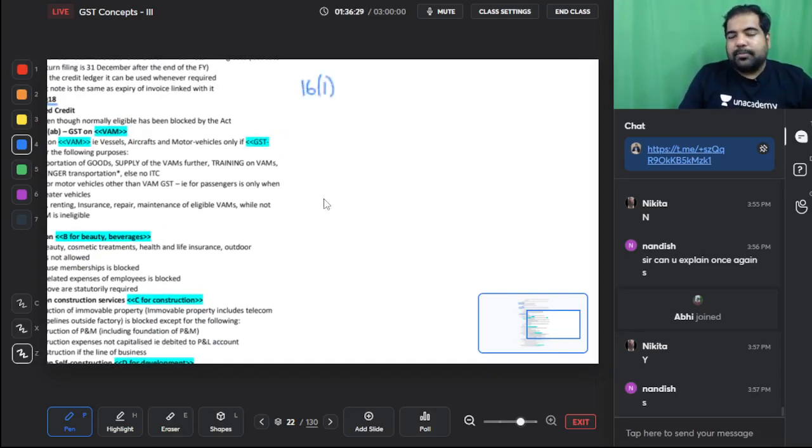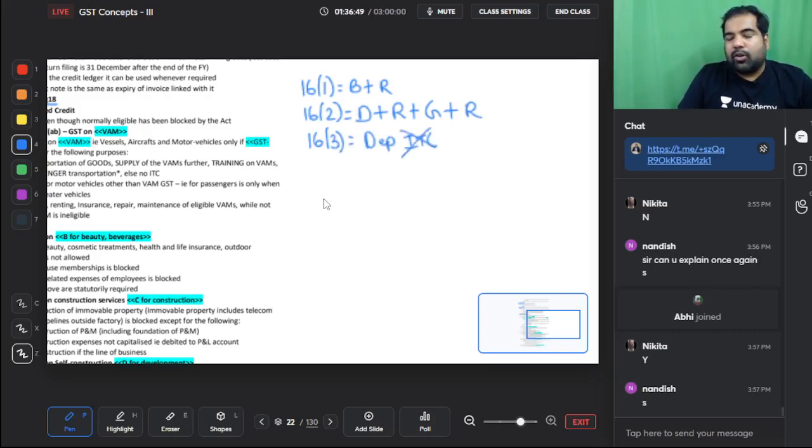So 16.1, two conditions. You have to use it for business purpose and you should be registered. 16.2, four conditions. Document. You should have received the goods. The government should have the money and you should have filed the returns. 16.3 is basically if you take depreciation, then you cannot take ITC. It cannot be at both places, both benefits. And 16.4 tells you an expiry period. After the year ends, the expiry period starts, 20th October or the annual return filing date. These are the conditions for taking ITC.